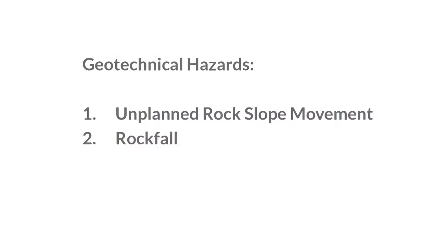The main task is the definition and the assessment of the acceptable risk in terms of safety and economics. There are two main classes of geotechnical hazards: unplanned rock slope movements and rock falls. Consequences of these geotechnical hazards include potential fatalities, and the likelihood of these consequences should be carefully assessed.